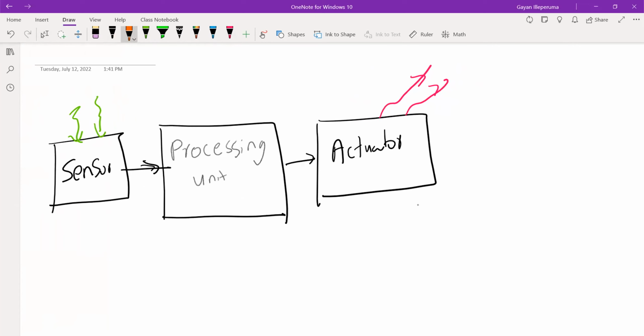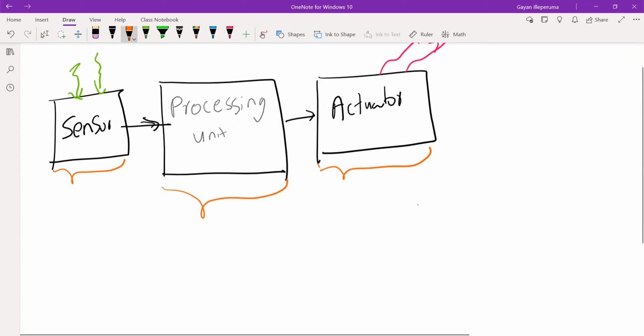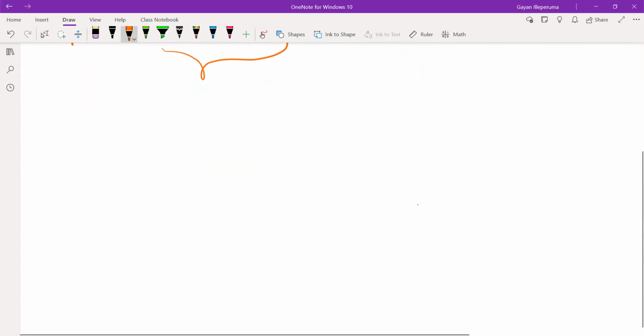We are going to look at different sensors, different actuators, and also different processing units. That's what this course is mainly about, and how to connect them. We shall start with a very simple sensor.